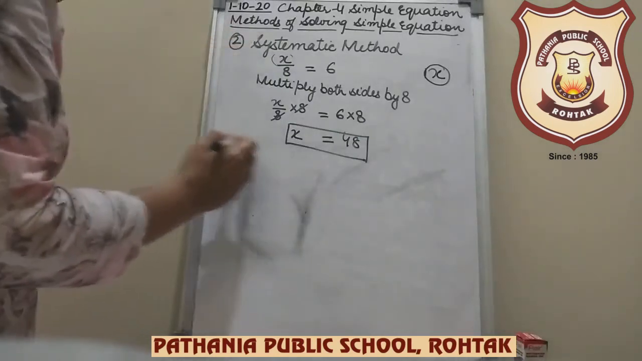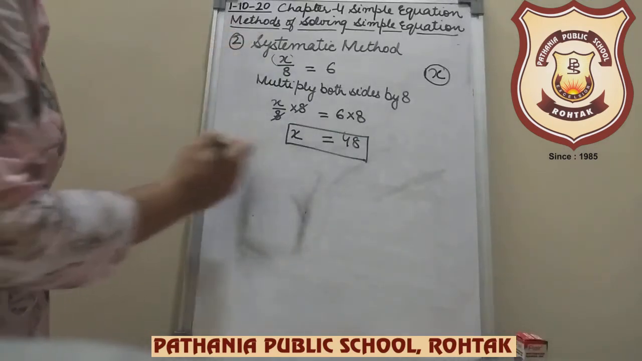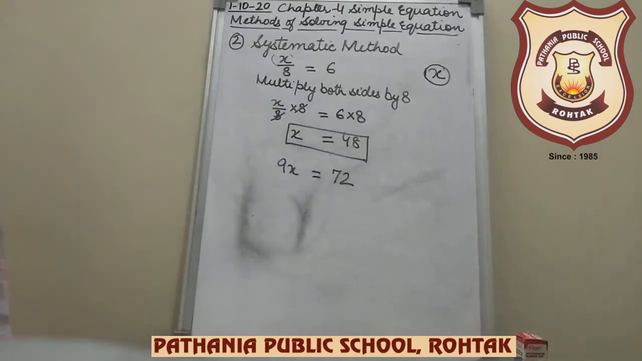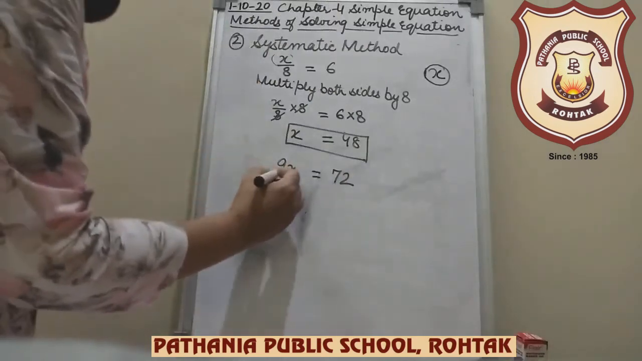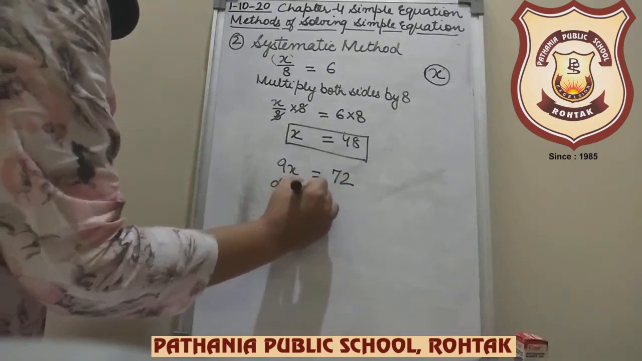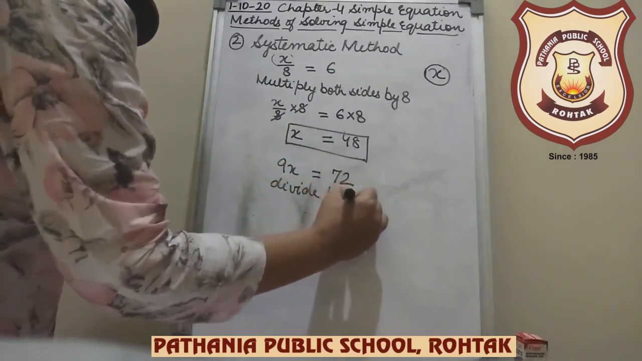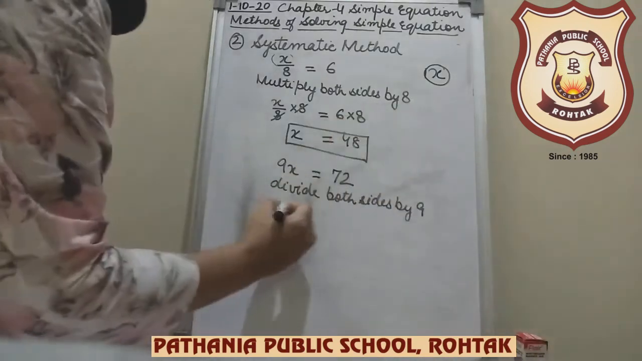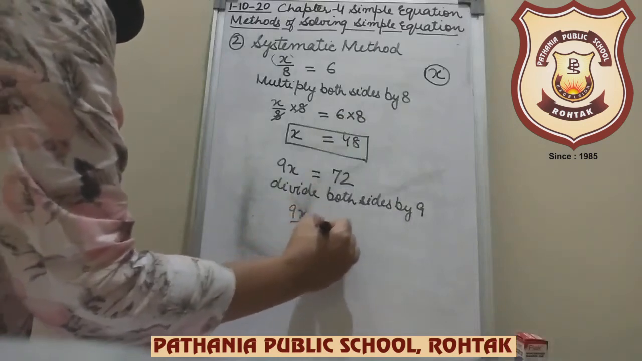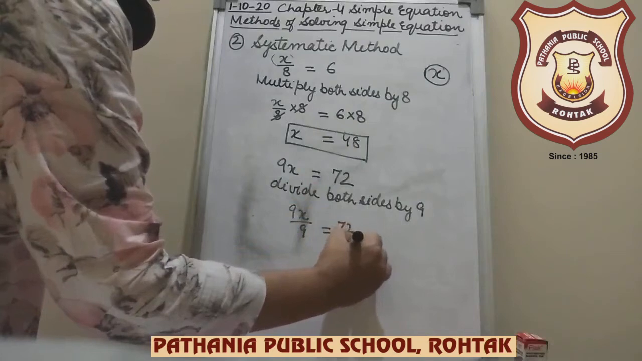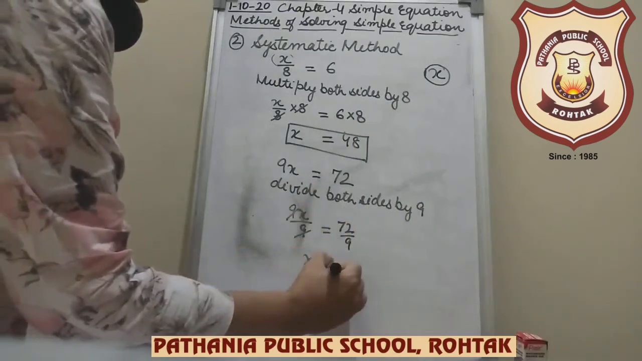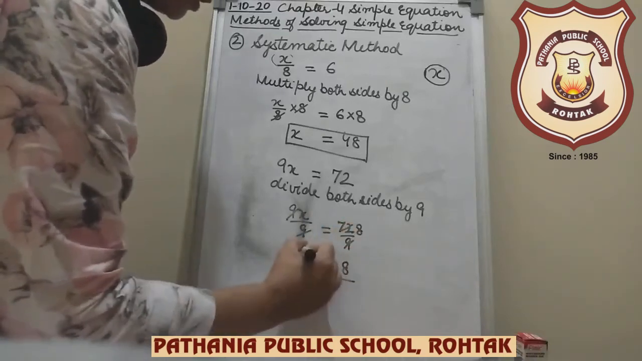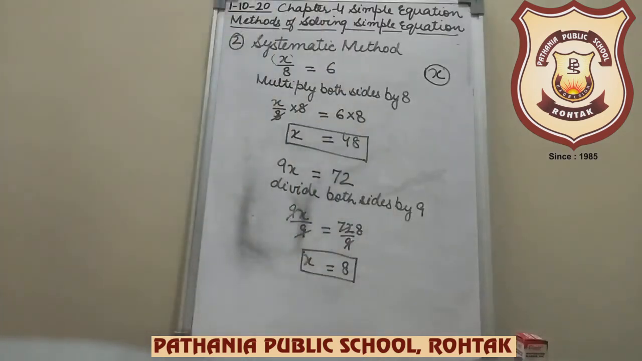Now I'll take one more. If there is multiplication, 9x is equal to 72. Now here there is multiplication. So what you will do? Divide. You are going to divide both sides. Divide both sides by 9. So 9x upon 9 is equal to 72 upon 9. Now they get cancelled. So x, and this becomes 8. So x is equal to 8. This is your answer. Is that clear?